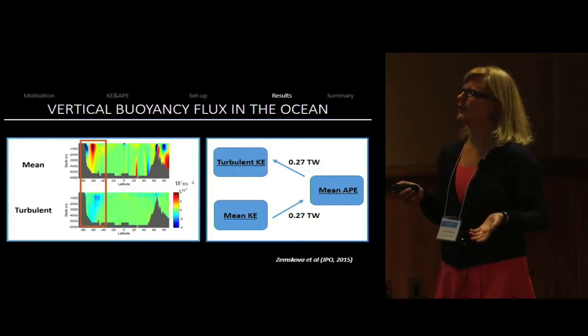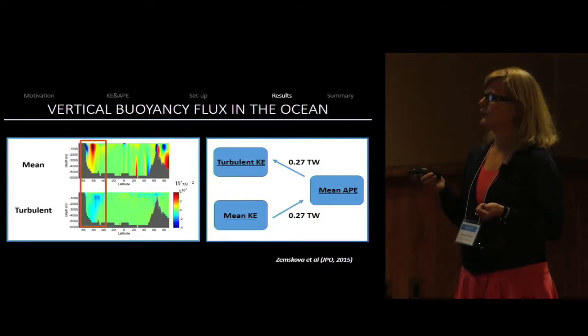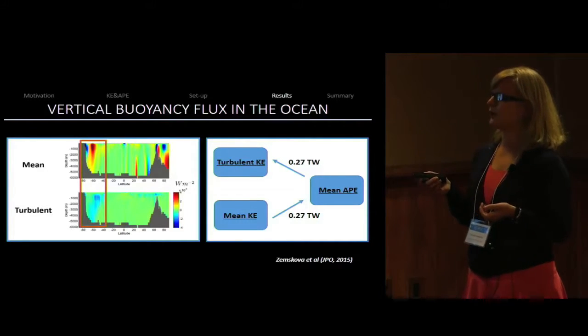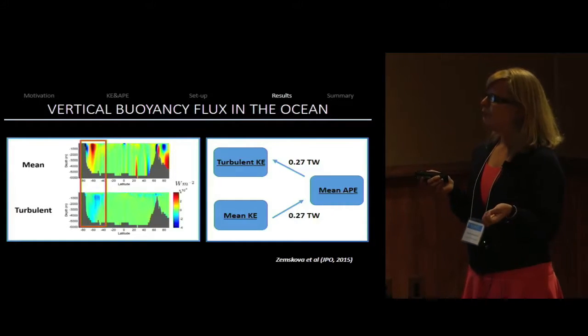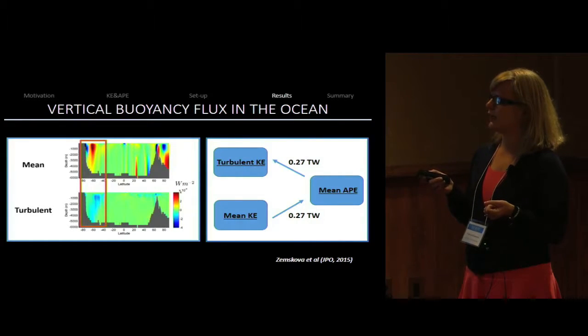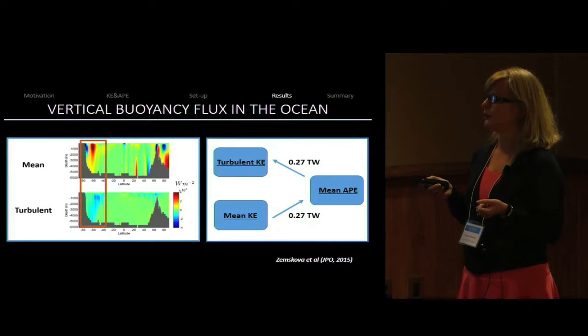And going back to the vertical buoyancy flux in the ocean, this is a plot from my previous work that I did working with the MIT GCM. And what we found is that for the vertical buoyancy flux, you have these offsetting negative and positive regions in the Southern Ocean. This is a zonal plot, with latitude and depth. And then the turbulent component is largely negative.